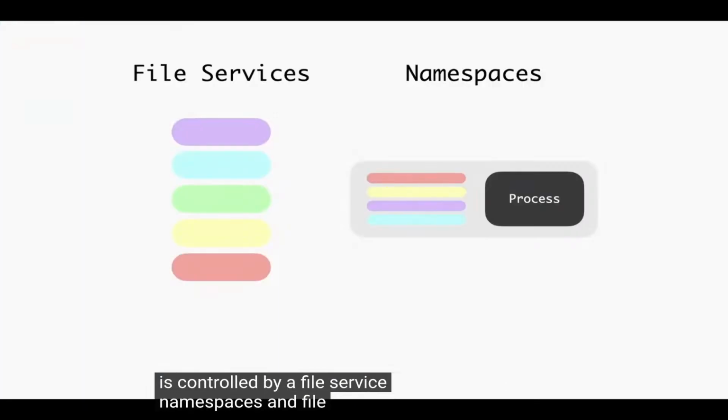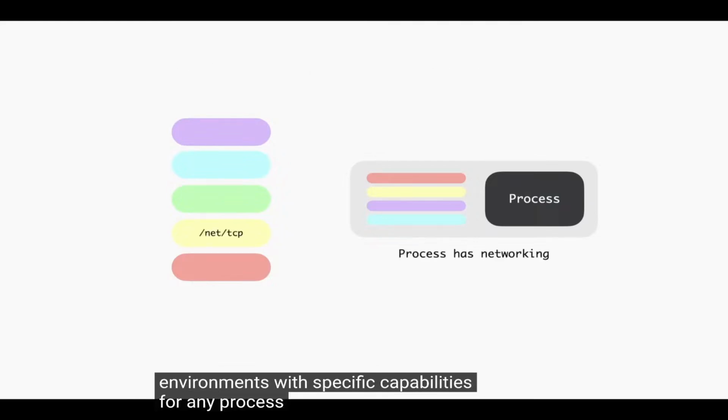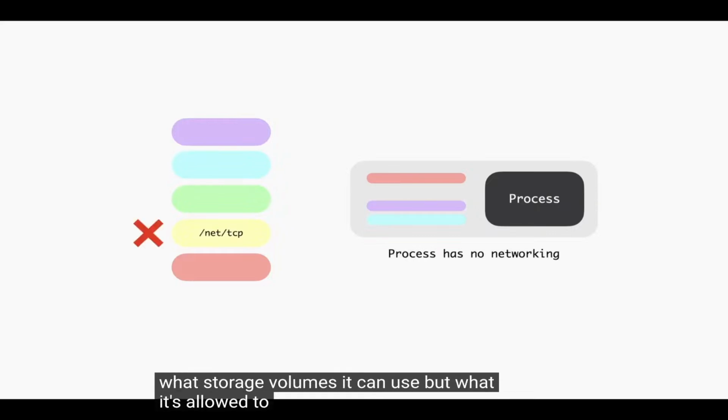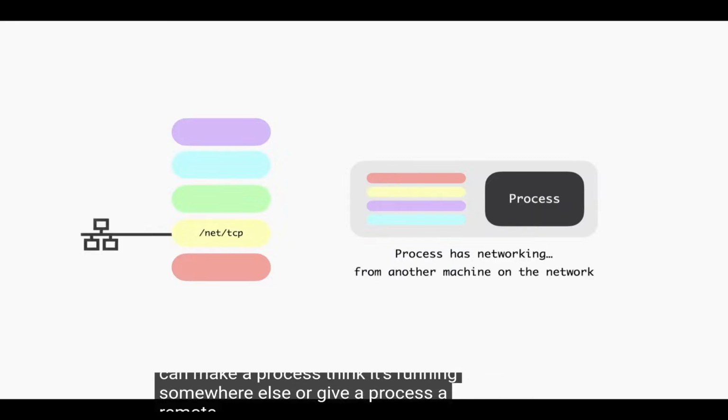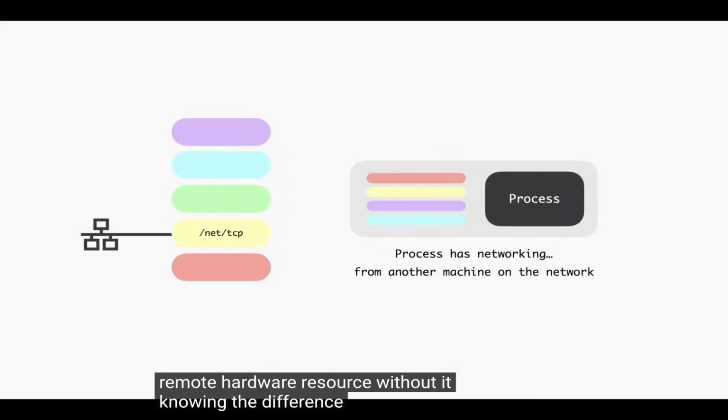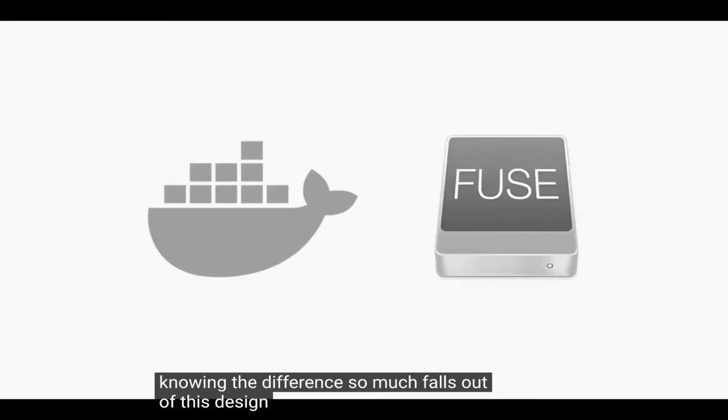Namespaces and file services become primitives for users to build virtual environments with specific capabilities for any process, controlling not only what storage volumes it can use, but what it's allowed to do at all. Even more, you can make a process think it's running somewhere else, or give a process a remote hardware resource without it knowing the difference. So much falls out of this design for free.